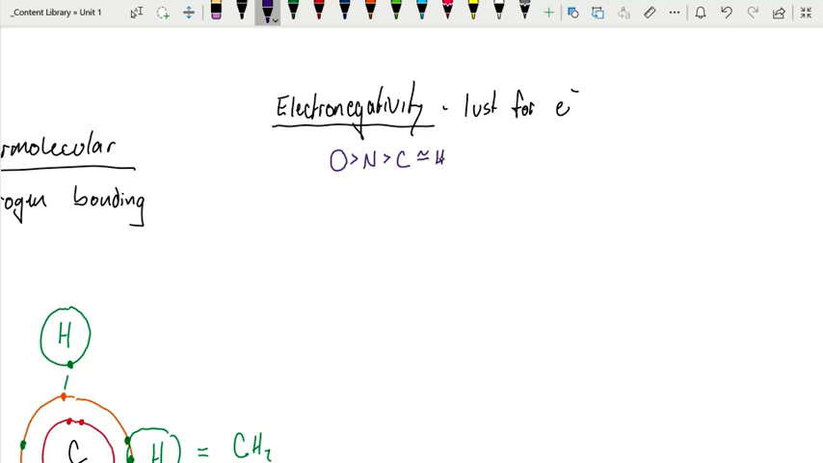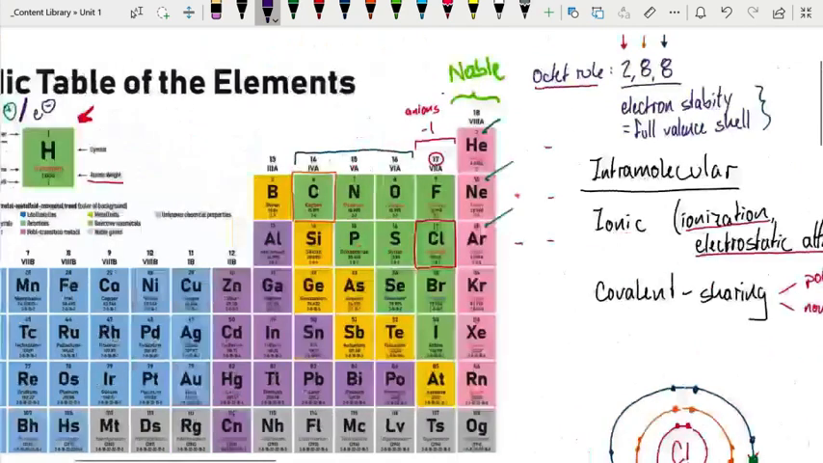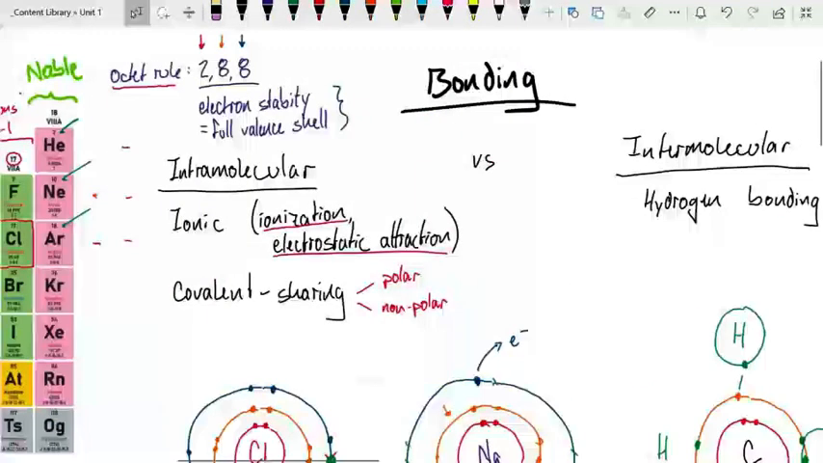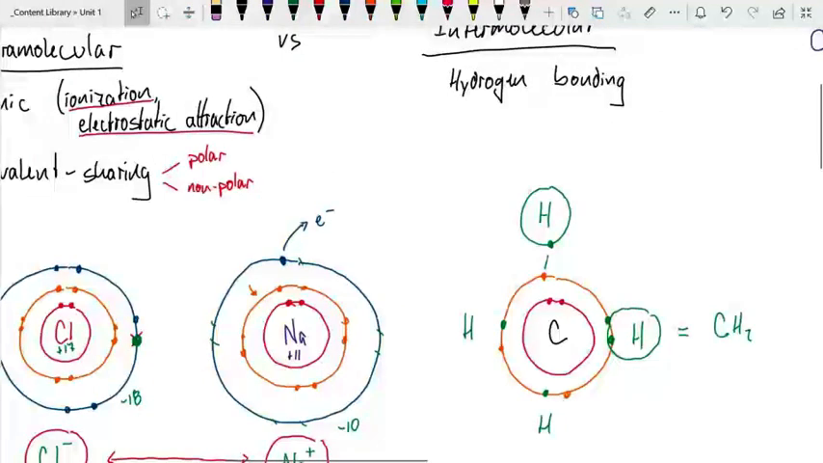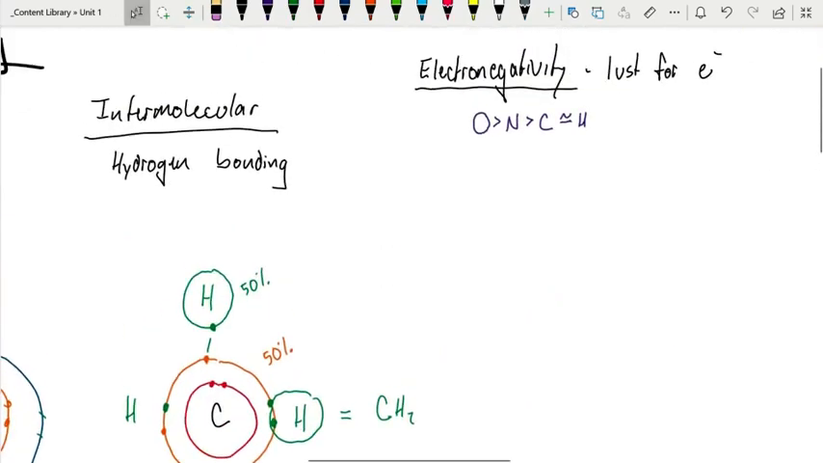Now you think carbon and hydrogen, this is pretty easy to understand, because carbon, as we saw, has 4 out of 8. In other words, its valence shell is 50%. Hydrogen, likewise, has 1 out of 2. Hydrogen is also at 50%. So in percentage terms, they want electrons about the same, and therefore our rule stands as it is. Oxygen wants electrons more than nitrogen, which wants them more than carbon, which wants electrons about the same as hydrogen.